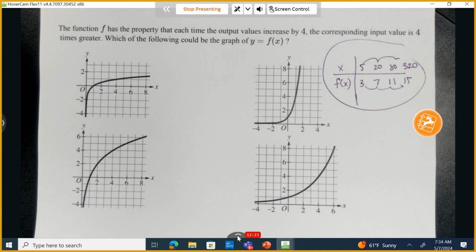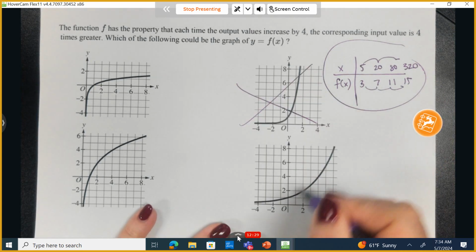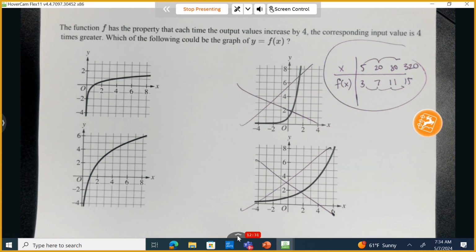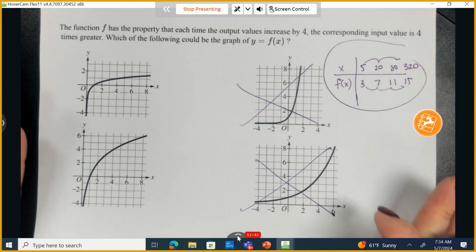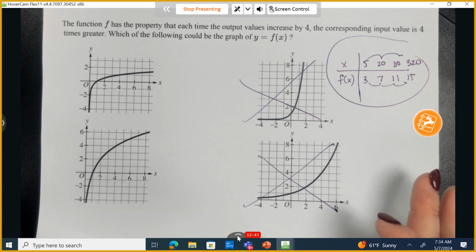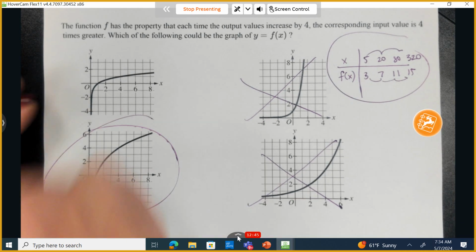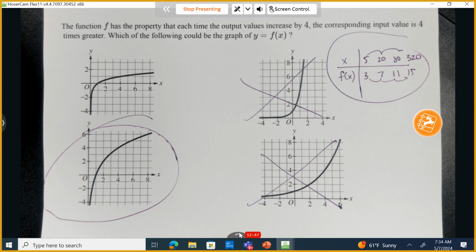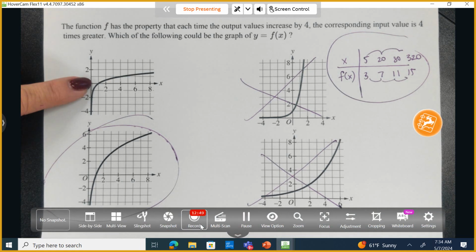It's logarithmic. Why? Because the output is increasing by adding and the input is increasing by multiplying. So which two right now can I cancel out right away? Anybody? I can cancel out this one and I can cancel out this one. Do you guys agree? Okay. Now, the larger the multiplier is, the faster the function rises. So just based on that fact, which one do you think it is? The top or the bottom? The bottom. This is like our parent function.